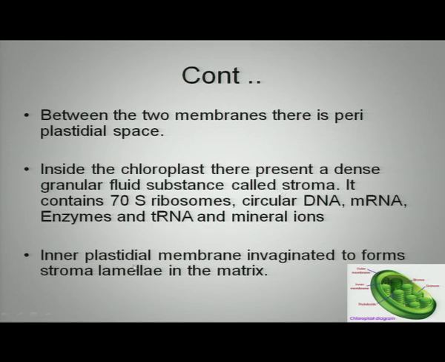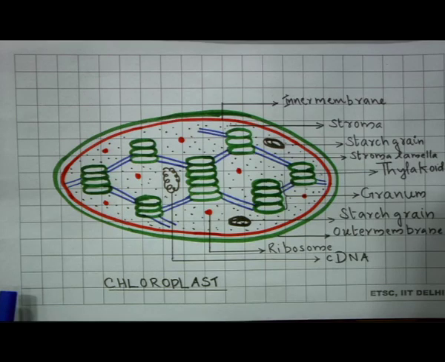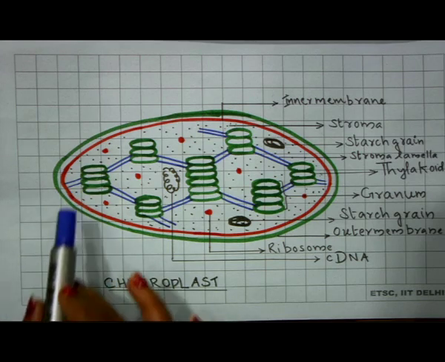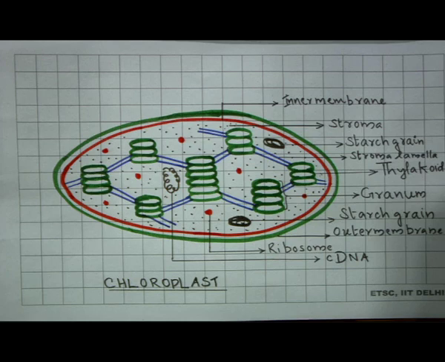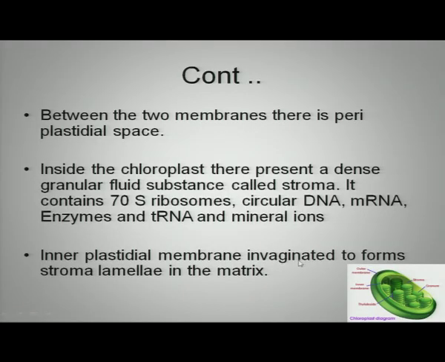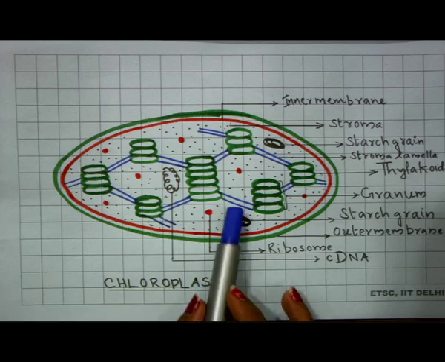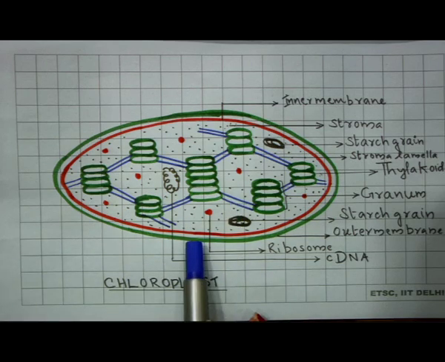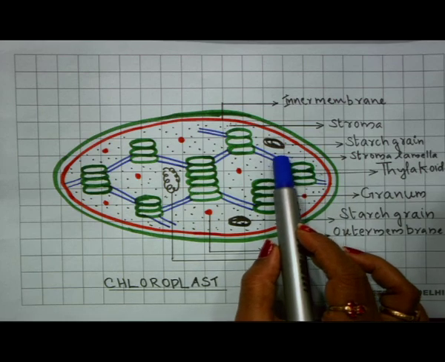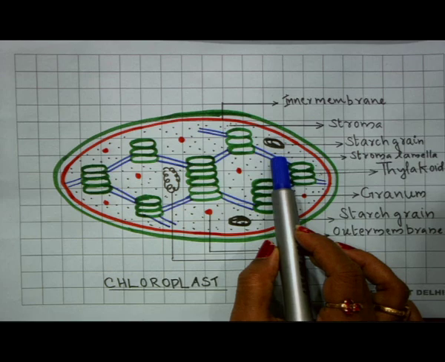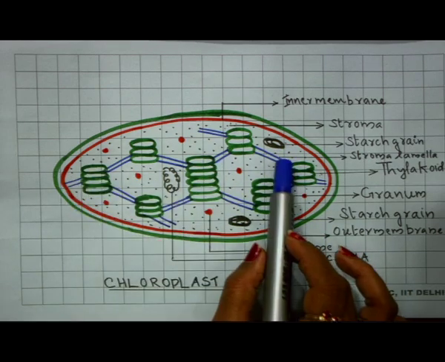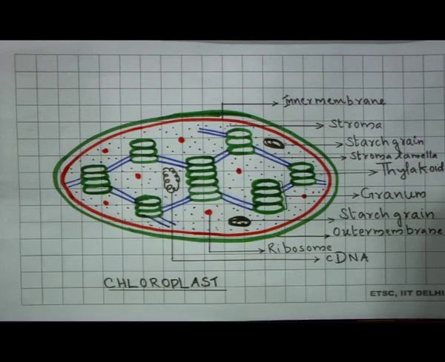When we are observing this inner membrane, inner plastidial membrane, it produces so many invaginations. They are invaginated to form layers, lamellae, and since these lamellae they are seen in the stroma, we will call it as stroma lamellae. You can see here the labeling, stroma lamellae. It is an invagination of the inner plastidial membrane.